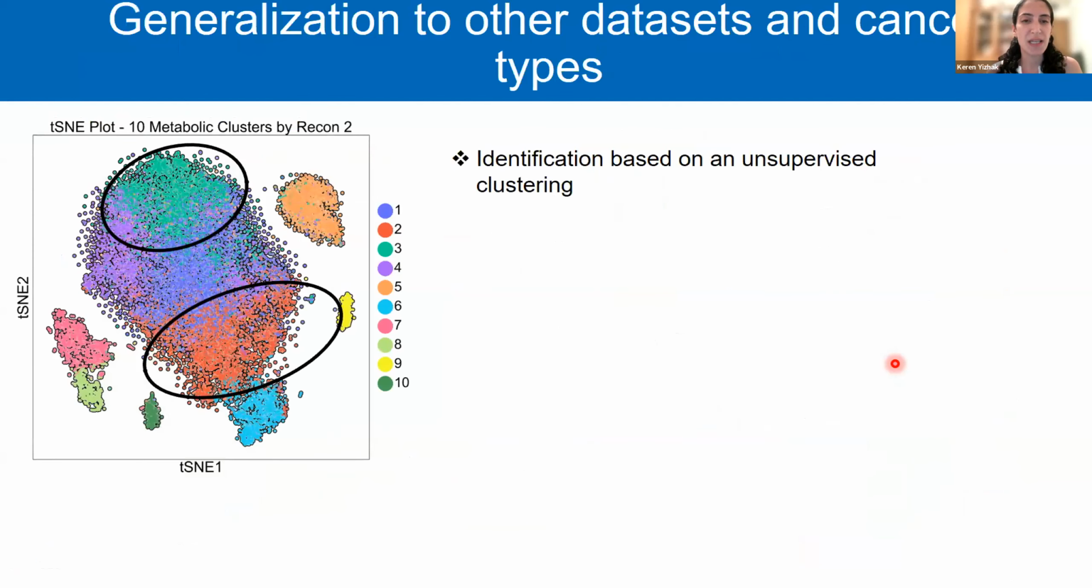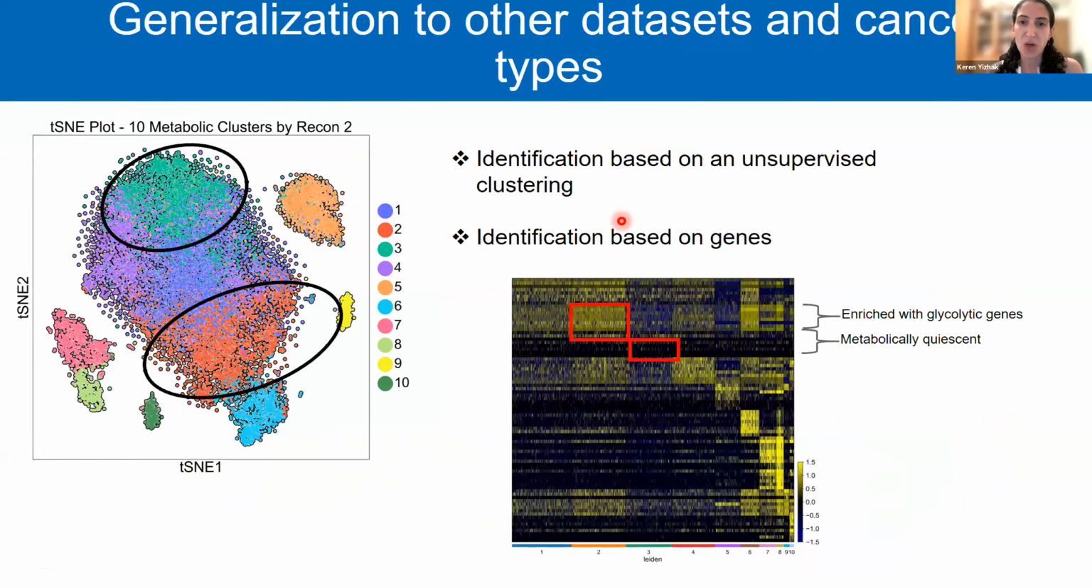Now, we wanted to extend this to more data sets, more cancer types, and basically to identify these clusters again. There are two ways to do that. One, perform again an unsupervised clustering analysis and try to identify the same clusters. This rarely happens, that in different data sets you find exactly the same clusters. The second option is to look at the marker genes that characterize these clusters and then try to identify them in different data sets.